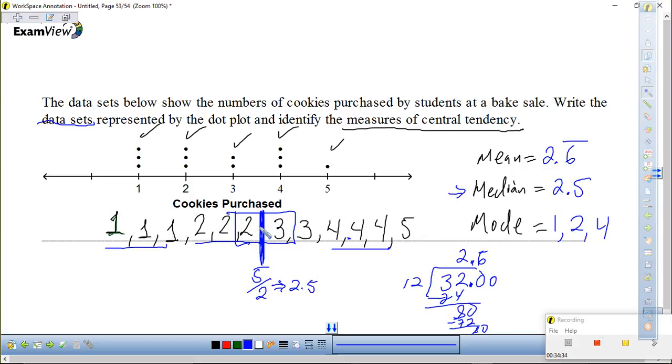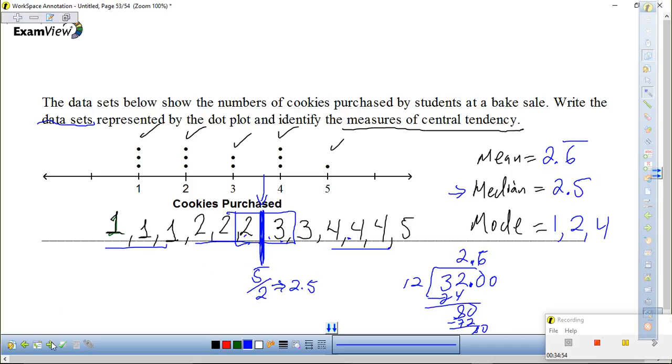Because this is the middle, right? Is there a number here in the middle? So the two numbers that are closest are 2 and 3. So that means if we add them, that's 5. And how many did we add? 2. That's why we need to divide by 2.